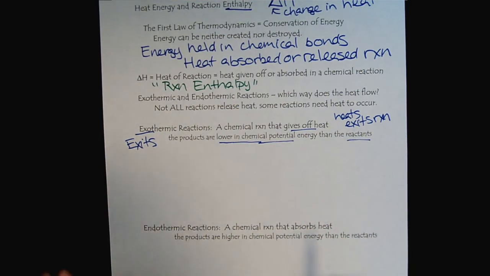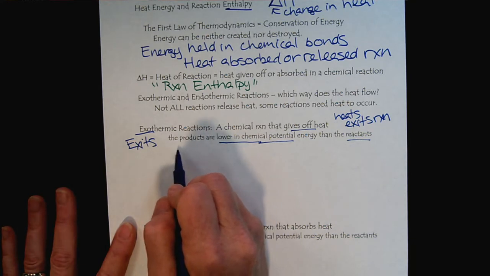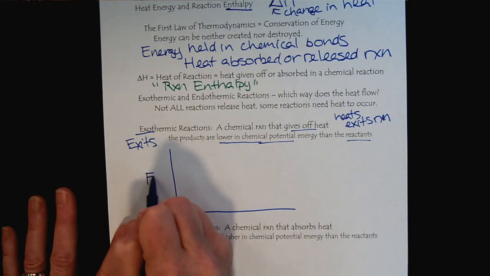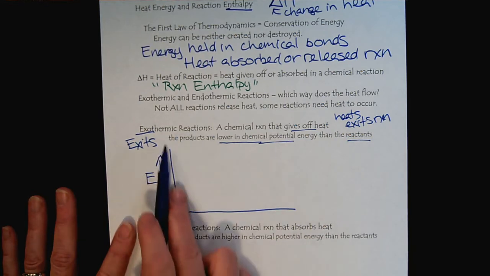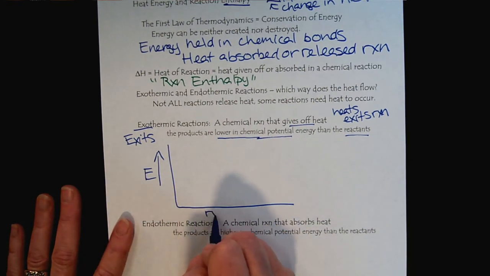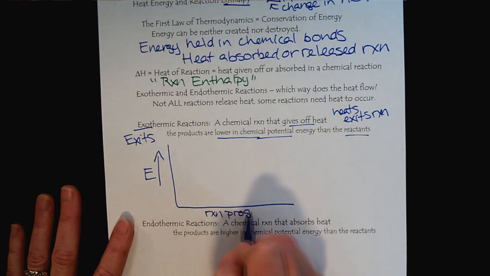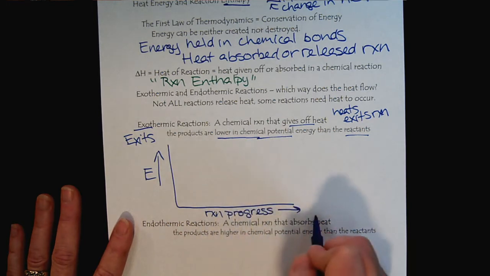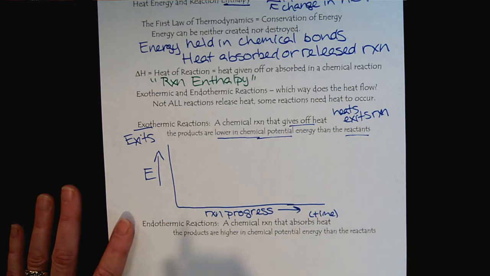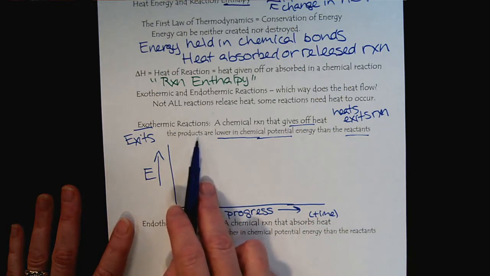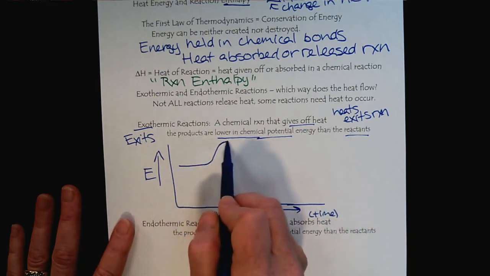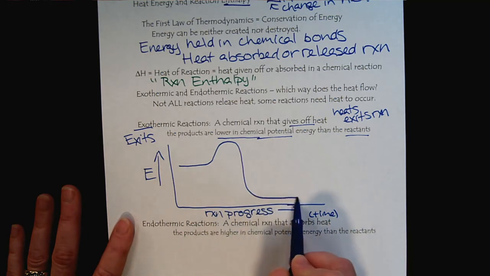So we've talked about it linguistically. Let's look at it in terms of a graph. So this will be the energy on the y-axis, increasing as we go up the scale. And then along the x-axis, we can just consider this the reaction progress. Sometimes you'll see it written as time, communicating the same idea. So for an exothermic reaction, the products are going to be lower than the reactants. So the reactants are higher in energy, and then the products are lower in energy.